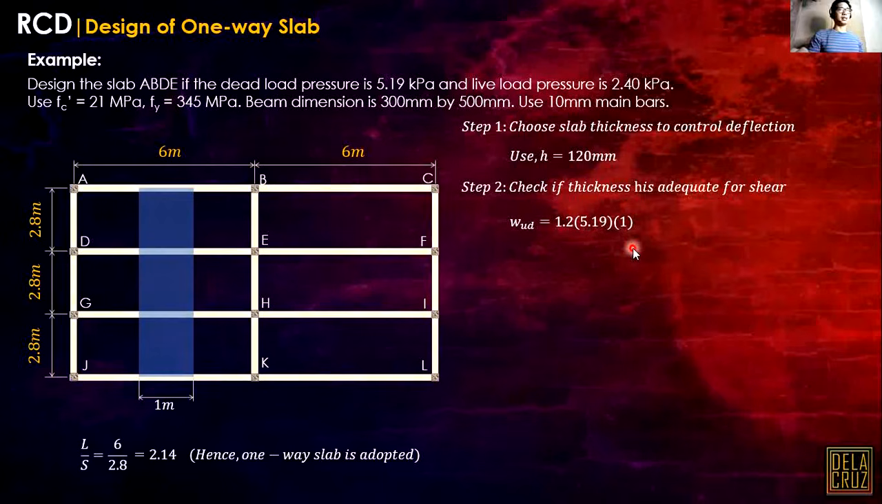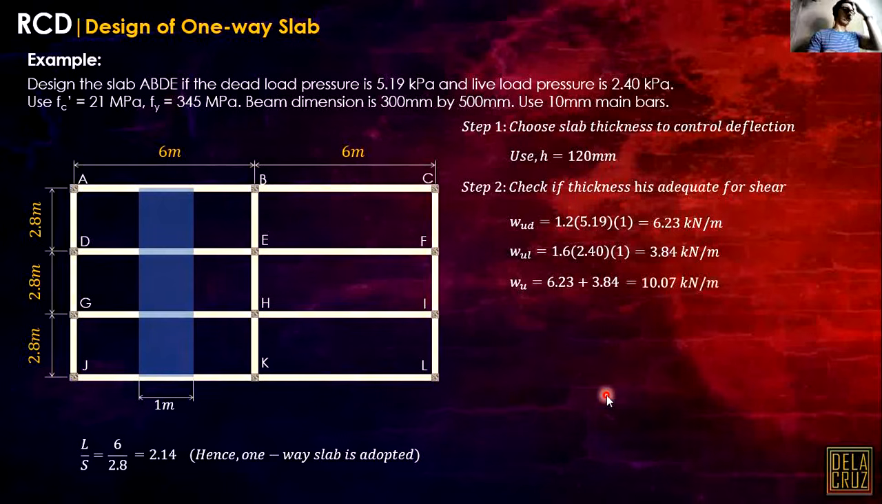So, when we do a unit analysis here, this is kPa multiplied by meters, then the unit will be kilonewtons per meter. Okay? Then the factored live load. So, take note that the factor coefficient here is 1.6. So, 1.6 times the live load, 2.4. Again, 1 meter strip, and we have 3.84 kilonewtons per meter. Now, the total factored load, we just add the two. Okay, 6.23 plus 3.84. That is 10.07.